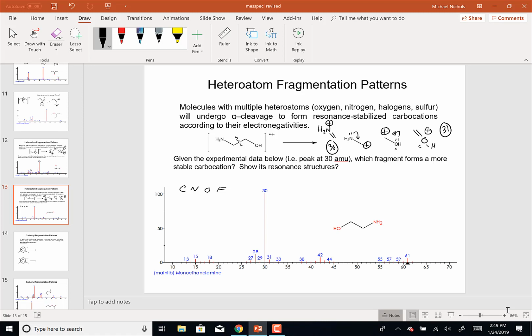Which one is more stable? Nitrogen. Why? Okay, so the nitrogen takes the positive charge better than the oxygen. I'm going to follow that up with the question, why does it take the positive charge better than the oxygen? Because it's not as electronegative.